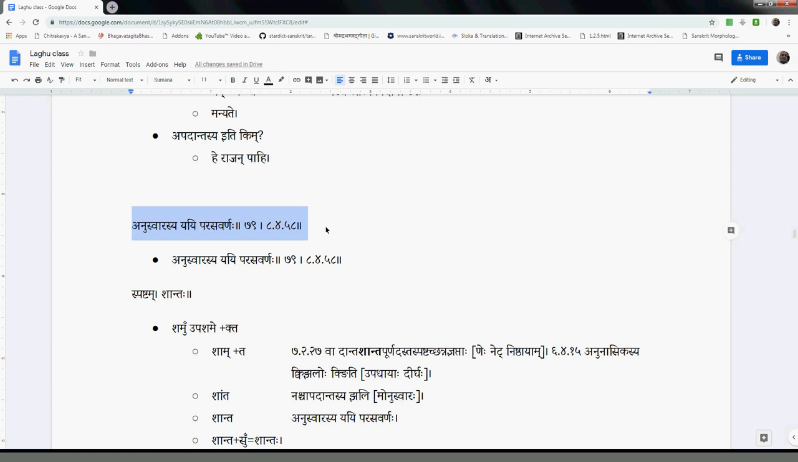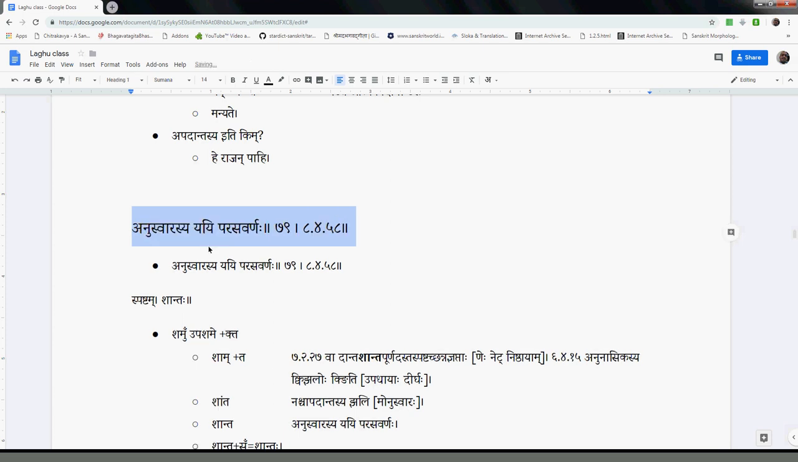Next sutra says, Anuswarasya Yai Parasavarnaha. Anuswarasya Yai Parasavarnaha. Sutra says, Anuswarasya. The Anuswara which is brought about by these. Anuswara is brought about by either Monuswarasya, Monuswaraha or Naschapadantasya Jhali. By this, Anuswara Adesha is added. Now, what happens to that Anuswara?